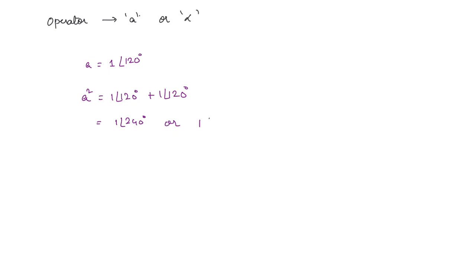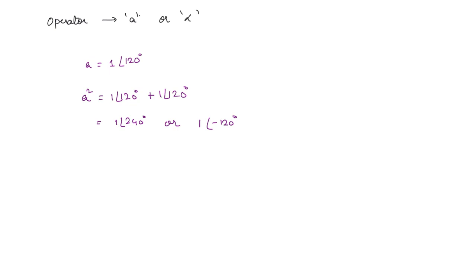Now, one important operator that you need to know is the operator A. Sometimes you will also see it represented as alpha. This is a phasor of magnitude 1 and angle 120 degrees. Now if you square it, A squared is 1 angle 120 degrees times 1 angle 120 degrees. So how much is it going to be? 1 angle 240 degrees. But 240 degrees you can also write as 1 angle minus 120 degrees.